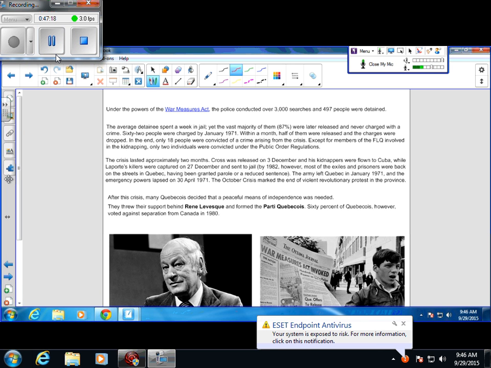With the War Measures Act, what happened during the Quiet Revolution was that Quebec citizens started to realize that violence wasn't the way. Quebec decided that peaceful means of independence were needed. So if they wanted to achieve independence, they would have to use peaceful means. All this led to René Lévesque, the new premier from the Parti Québécois. This fellow was now in charge of Quebec.